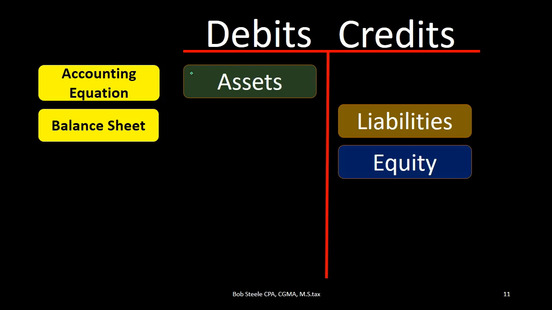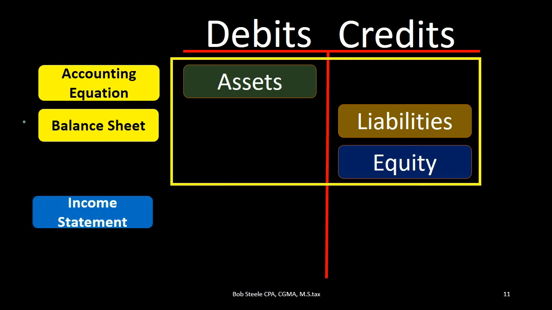I would have this cheat sheet available for you. We would have the debits on the left, credits on the right, assets debit balance accounts, liabilities credit balance accounts, equity credit balance accounts. That is the accounting equation. That is the balance sheet. Assets equal liabilities plus equity.